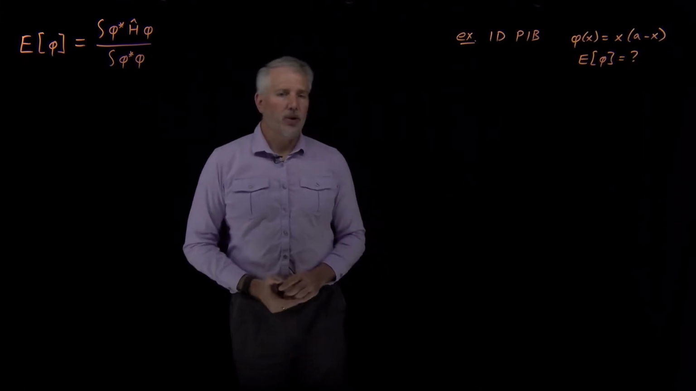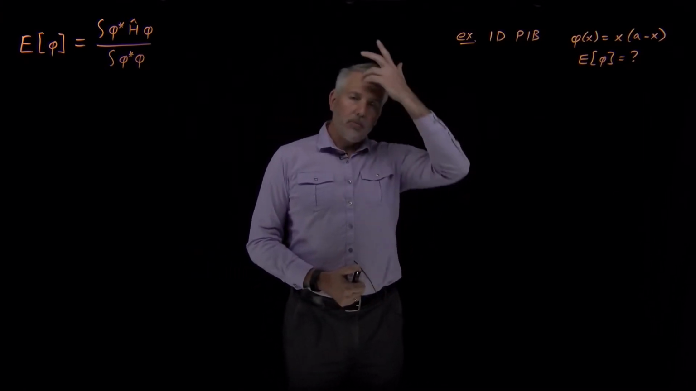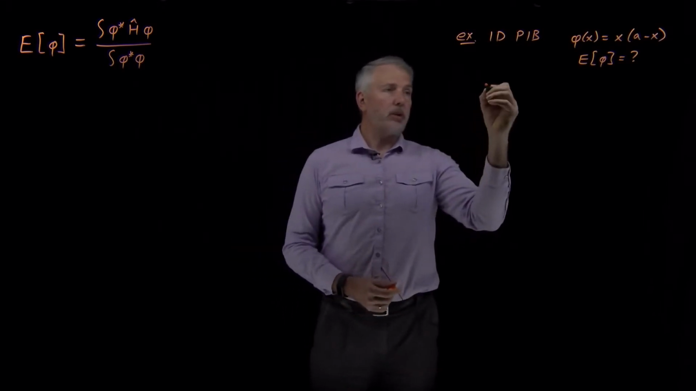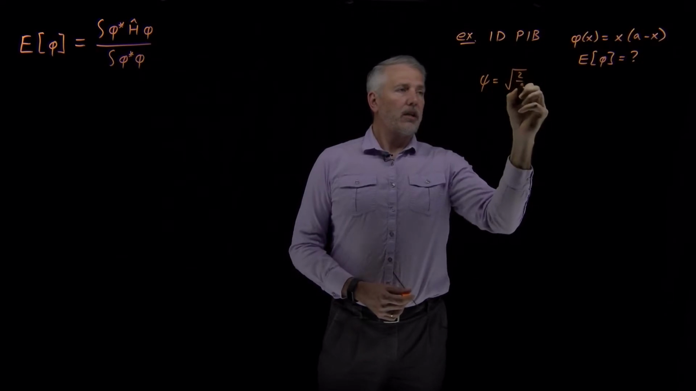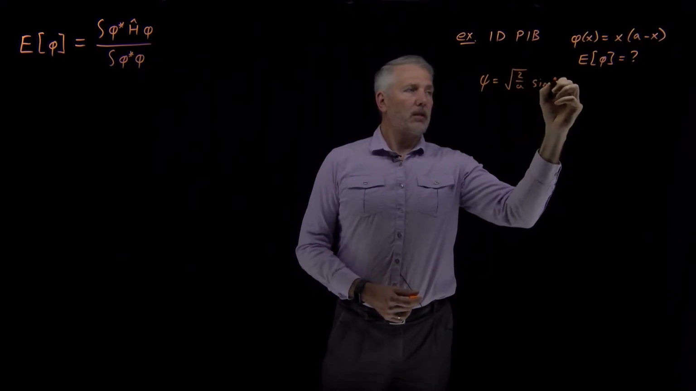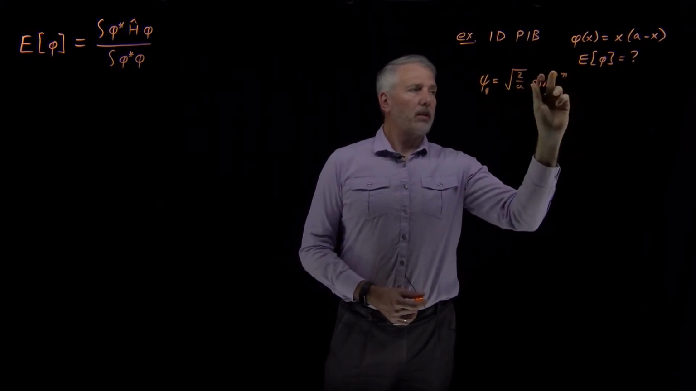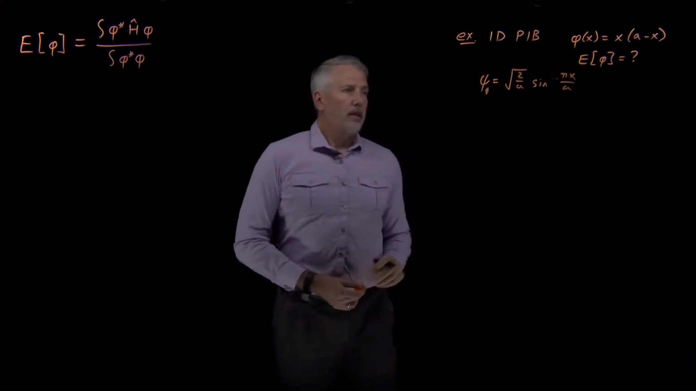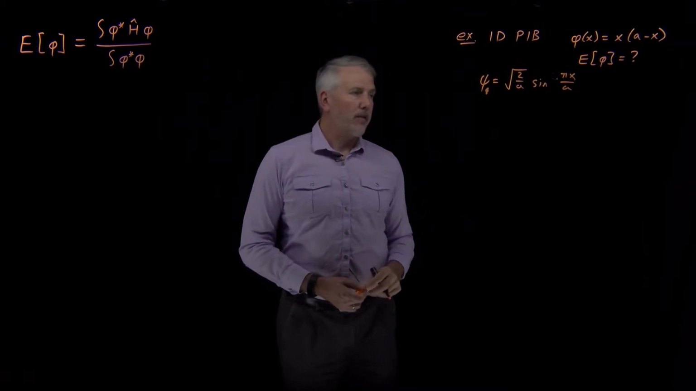So to see how that works in practice, let's do a relatively simple case. Let's imagine that the problem we're trying to solve is the one-dimensional particle in a box. So this is a case where we do know the correct solutions. We solved Schrödinger's equation for the particle in a box. Those wave functions look like the ground state wave function psi sub 1 looks like some normalization constant times a sine function, sine of pi x over the length of the box.